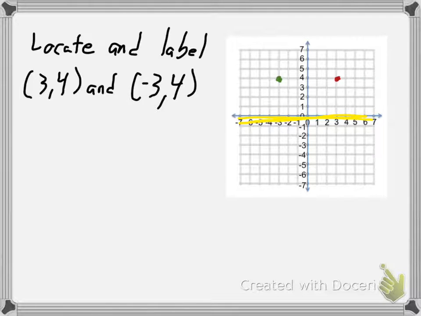So if I look specifically at what's causing that difference, I have to pay attention to my x values, because they're what's causing the difference: 3 and negative 3. If I'm thinking specifically about these numbers, 3 and negative 3, what do I know about them? Well, I know that 3 and negative 3 are opposites.